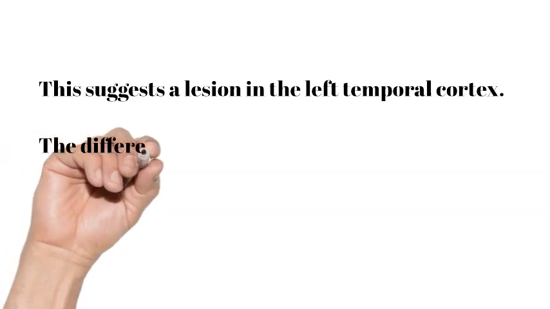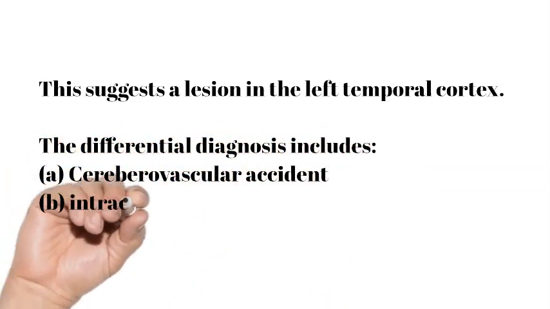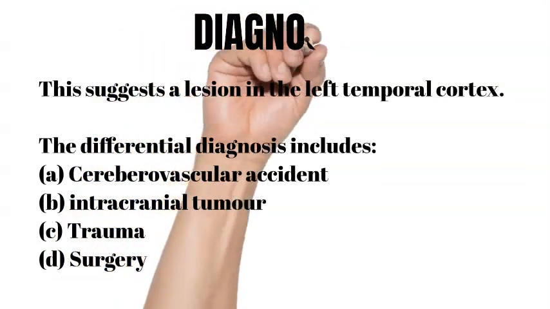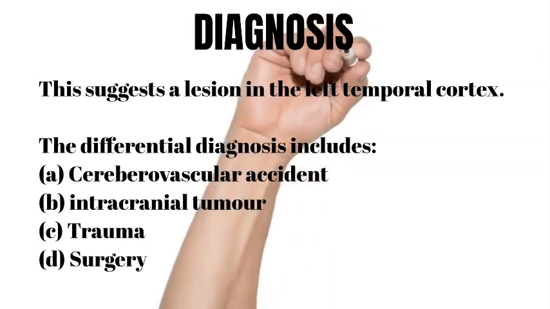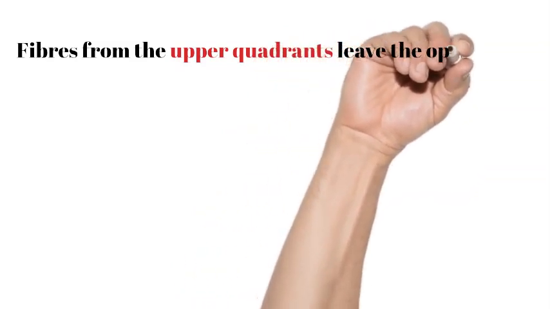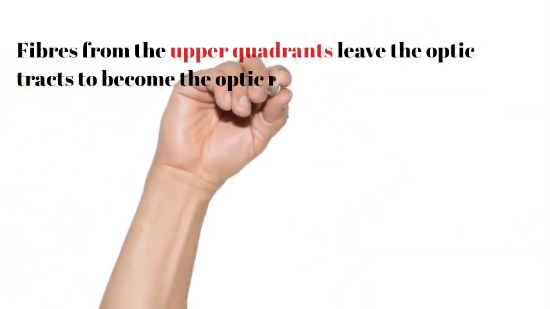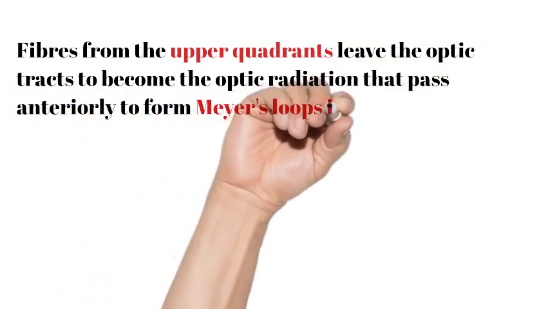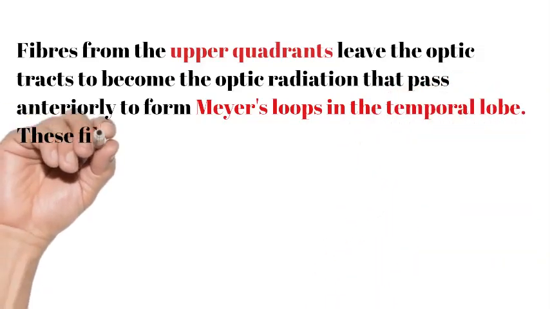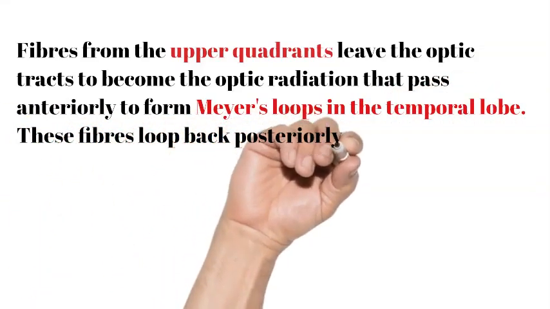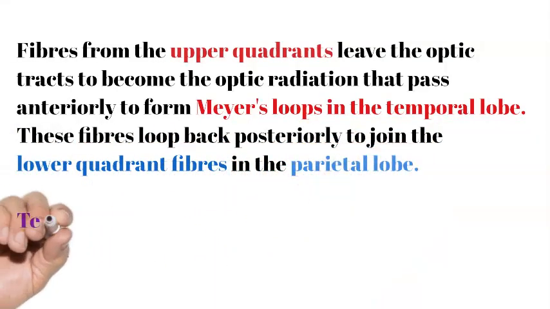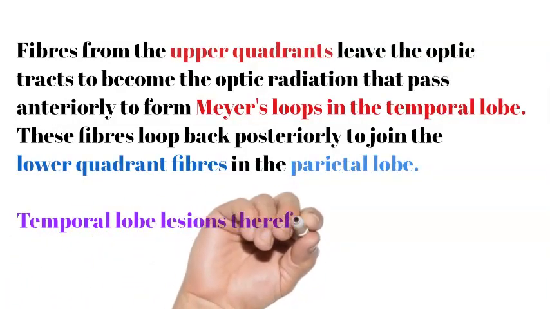The differential diagnosis includes cerebrovascular accident, infarct or hemorrhage, intracranial tumor, trauma, surgery. Clinical notes. Fibers from the upper quadrants leave the optic tracts to become the optic radiation that pass anteriorly to form Meyer's loops in the temporal lobe. These fibers loop back posteriorly to join the lower quadrant fibers in the parietal lobe. Temporal lobe lesions, therefore, result in a homonymous upper quadrant anopia.